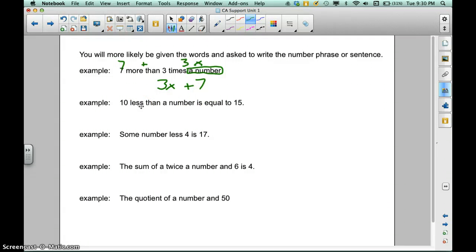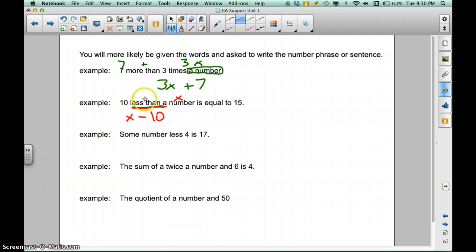10 less than a number is equal to 15. All right, 10 less than a number. That means we already have the number. Let's do this in another color. We already have the number, but we want 10 less. So what are we going to do to the number, x? I hope you said subtract. We're going to subtract 10.